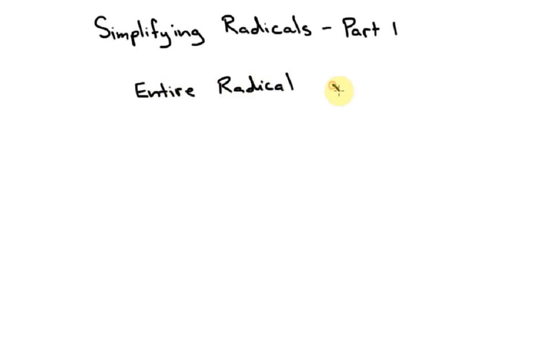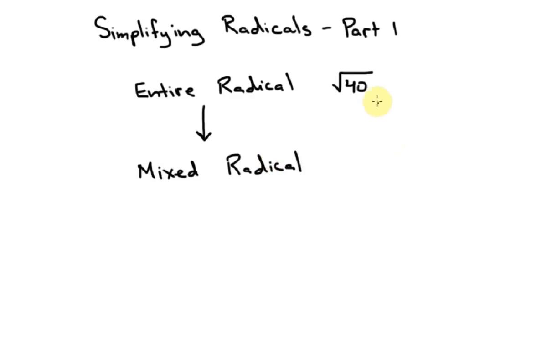Well, it basically means something like root 40, where there's no visible number out in front of the radical. Everything is basically under it, whether it's a square root or a cube root or a fourth root, but there's no extra numbers floating around outside. And what we're going to try and do is take these and break them down from an entire radical to what we call a mixed radical. Now, a mixed radical has a number out in front.